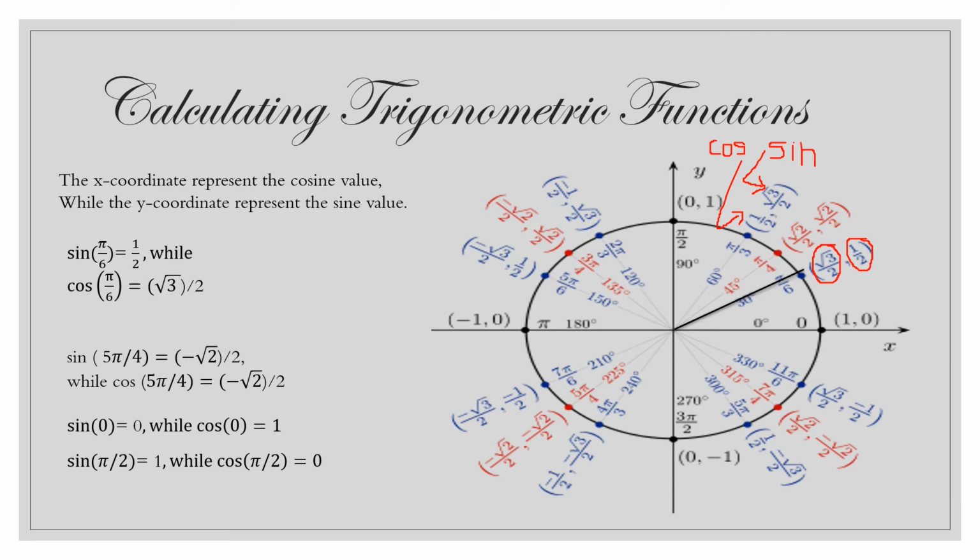Let's take another angle, 5 pi over 4. Let's try to locate this angle on the trig circle. So 5 pi over 4 is here. So the sine is negative square root 2 over 2, and the cosine is also negative square root 2 over 2.